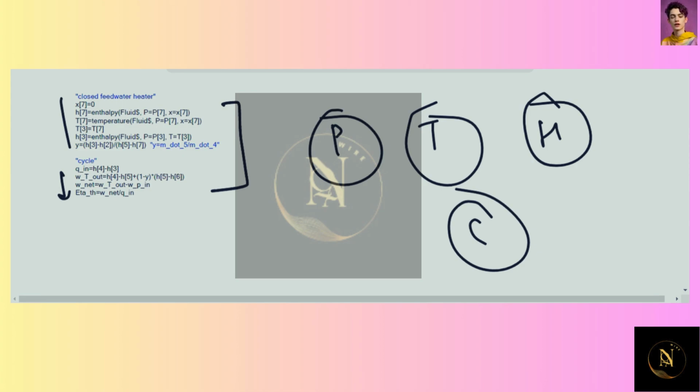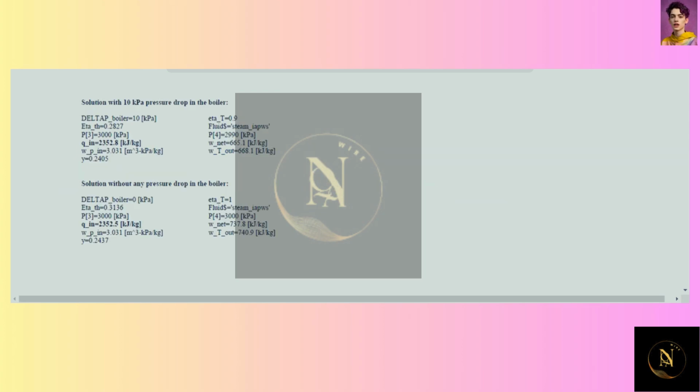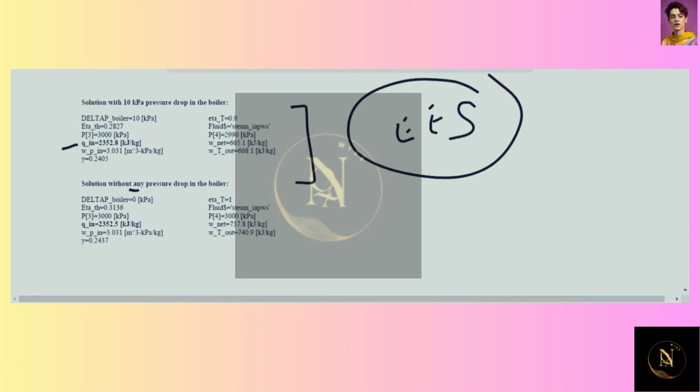So let's see, for a 10 kPa pressure drop in the boiler, what are the values that we are going to get? As you see here, the solution with a 10 kPa pressure drop in the boiler. So the Q in would be 2352.8, keeping all these values, right? This is the EES. Now, what is the condition if there is no pressure drop?